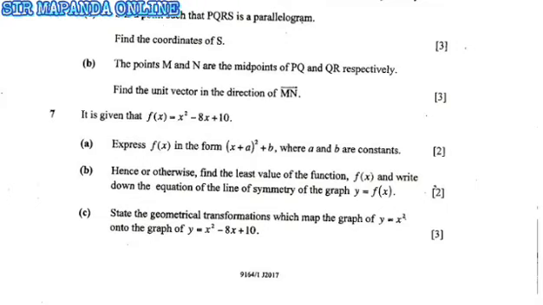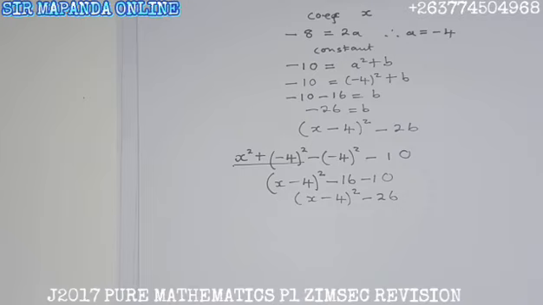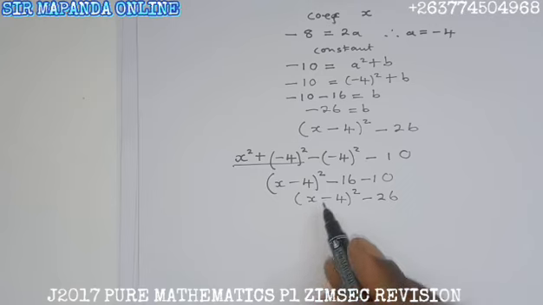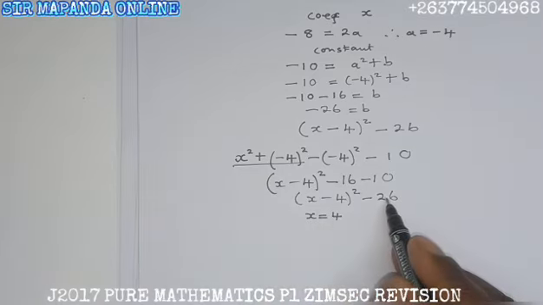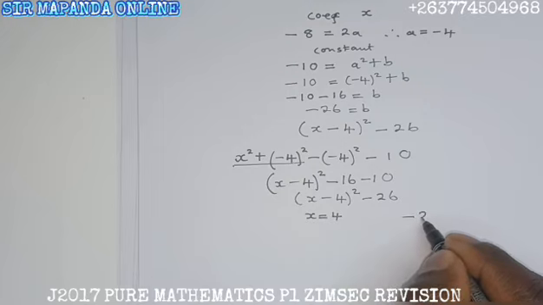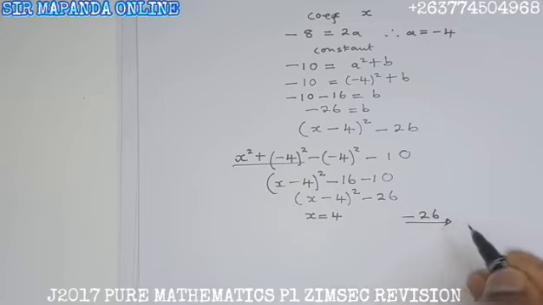Hence, or otherwise, find the least value of the function. So the least value is the minimum value. The minimum value is the value of y when this bracket becomes 0. So we find the value of x which makes this bracket become 0. It's x is equal to 4. So if you put 4 in for x, you'll be left with minus 26. So the least value of f of x is minus 26. This is your least value. I hope you are following.